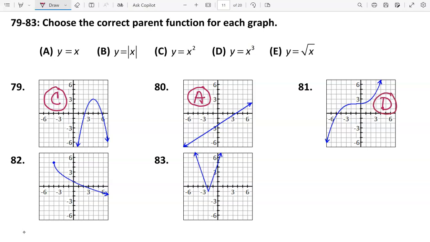In number 82, I see a square root function. It's just a half of a parabola, but it's sitting sideways. And so that's going to be the square root function, choice E. And 83, we see a v shape. That's always going to be an absolute value function, so that would be choice B.